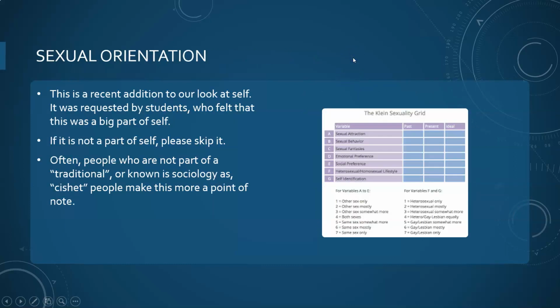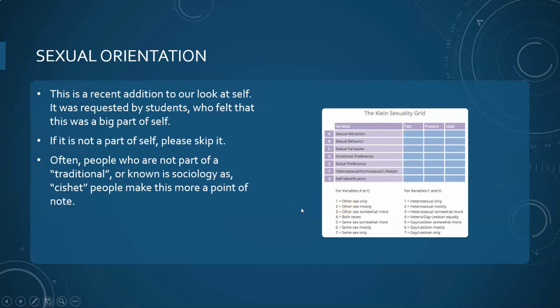Now, this is a fairly new addition to this look at ourselves, and it was suggested by students. Now, if you aren't comfortable here, by all means, skip this. This may not be a part of who you see yourself, but by request, students where it was a big part of their lives requested that I did this. And this is the Klein sexuality grid, and it looks at sexuality in a much different way.